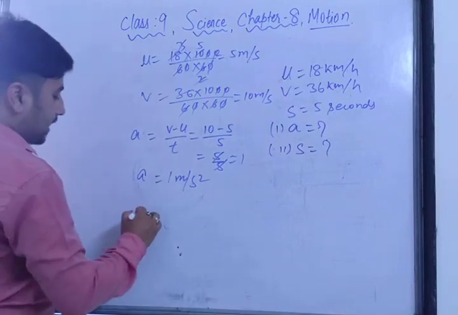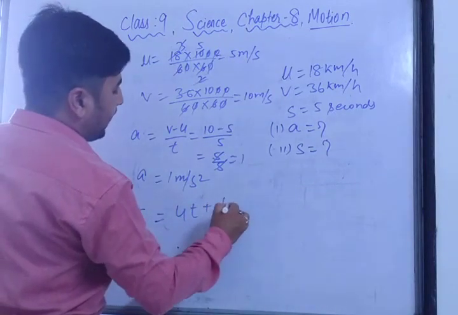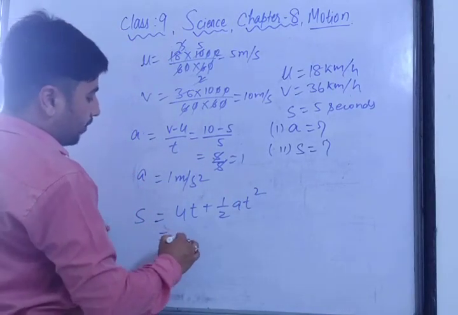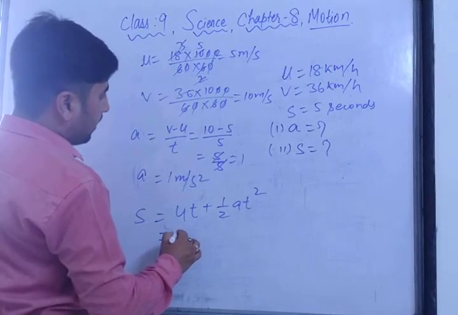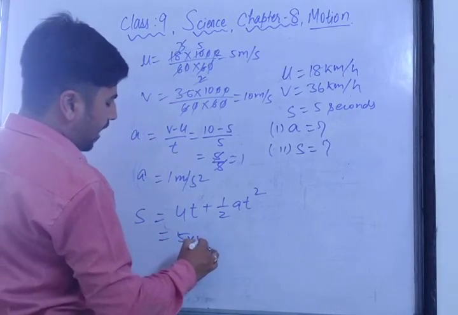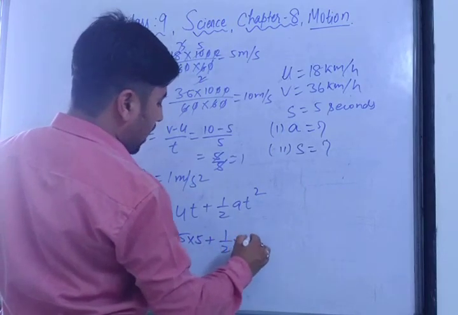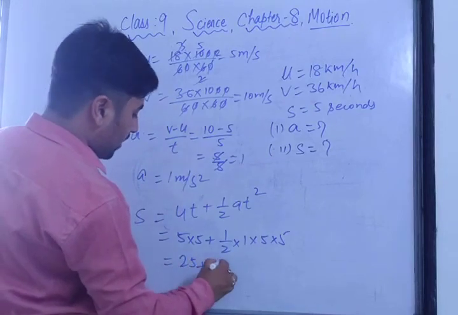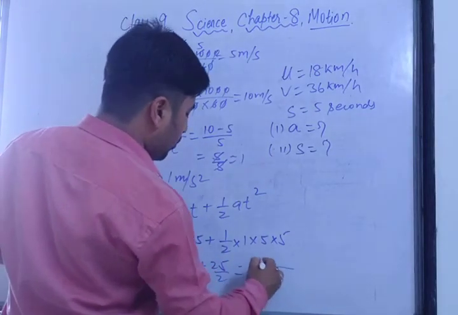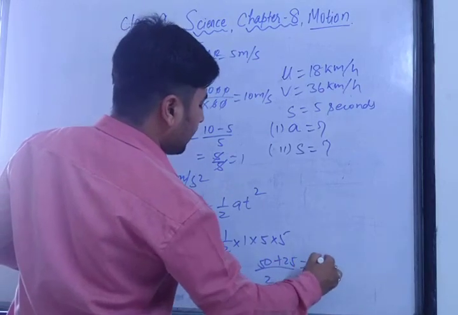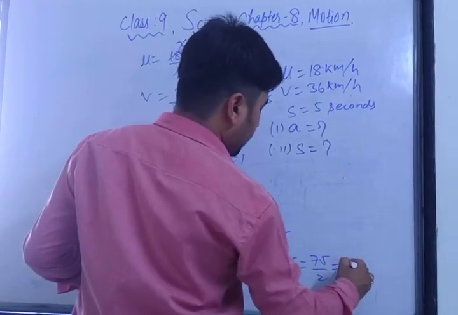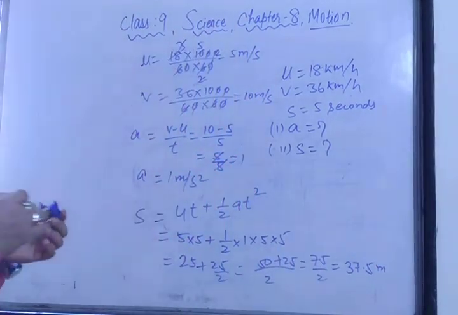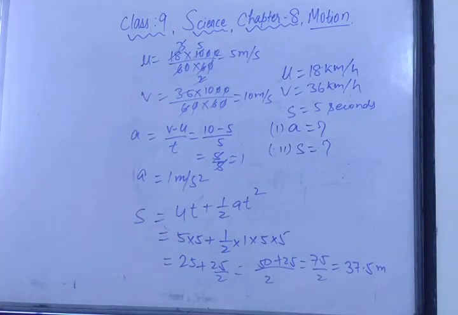Now the second one. s is equal to ut plus half at square. We have already calculated the value of a. So u is 5 meters per second: 5 into 5 plus half into 1 into 5 into 5. 5 5s are 25, plus 25 upon 2. Taking LCM 2, 50 plus 25 is equal to 75 upon 2, which is 37.5 meters. So the distance will be 37.5 meters.